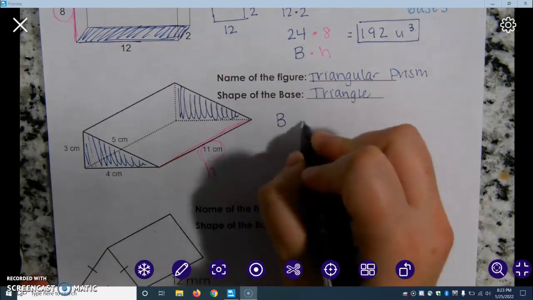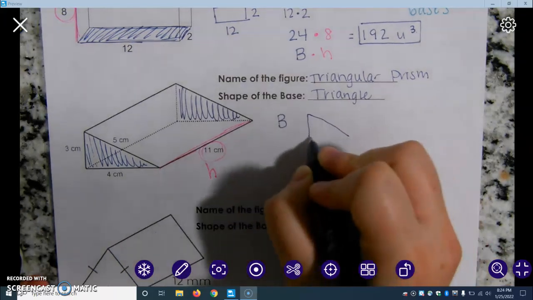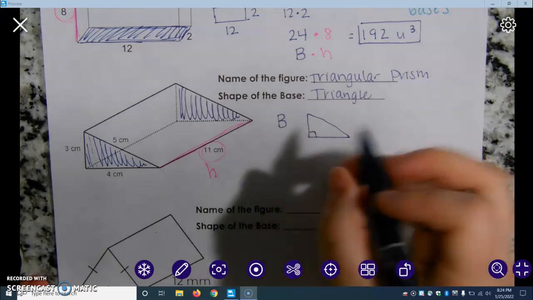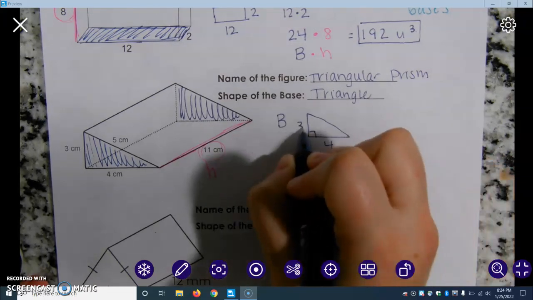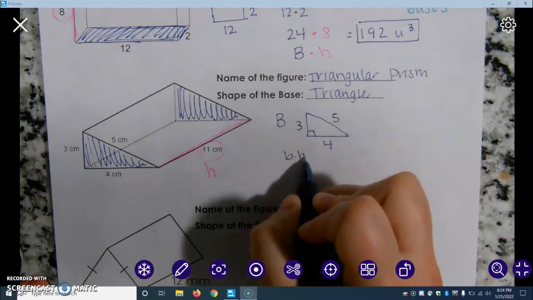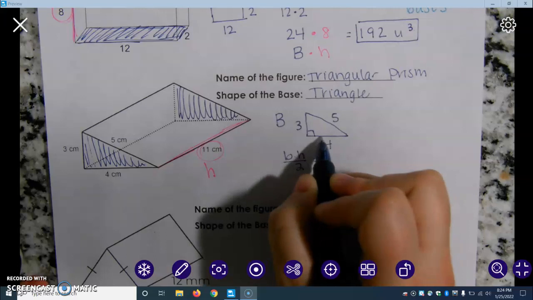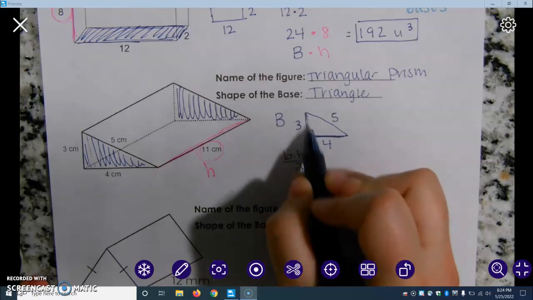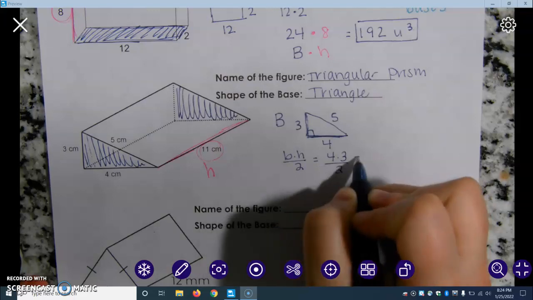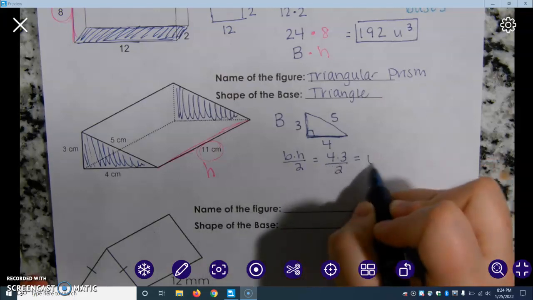So my base is that triangle. I find it helpful to redraw the shape and label it by itself, and that would be a right triangle. So 4, 3, and 5. And to find the area of a triangle, we do base times height divided by 2. So the base is 4, the height is 3. So 4 times 3 divided by 2. 12 divided by 2 is 6.